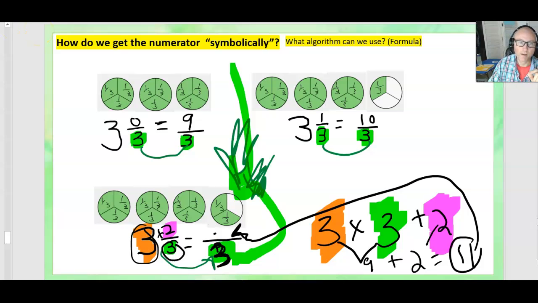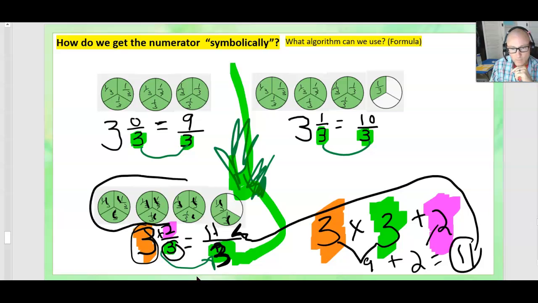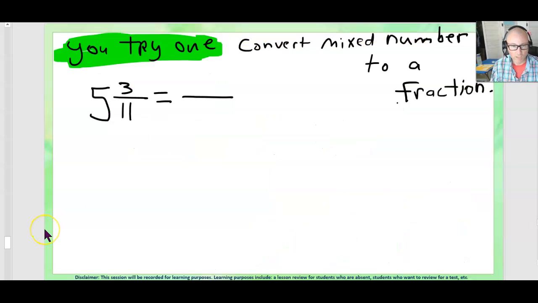And then we can verify that by counting. How many thirds do we have? 1, 2, 3, 4, 5, 6, 7, 8, 9, 10, 11. It works. Makes sense, right? Here's 3 times 3. Yeah, 3, 6, 9. That's our 9. Plus the 2 that are left over. Aha, beautiful. It's a wonder. You try it. See what you get.